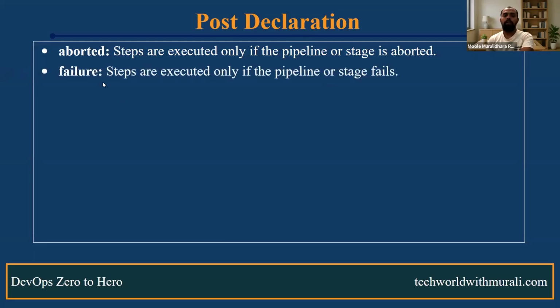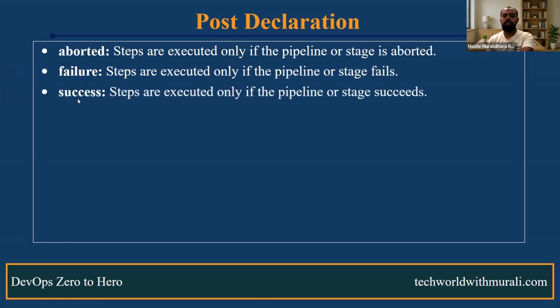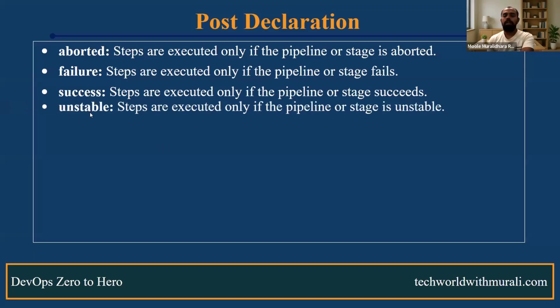Next one is failure. Either at pipeline level or stage level, if the particular one failed and you want to trigger this post declaration, we can use failure. Okay, failure. And also we do have success. It means the particular pipeline or stage succeeded. Then if you want to execute this one in the post declaration, you can use success. Okay, and also unstable as well.